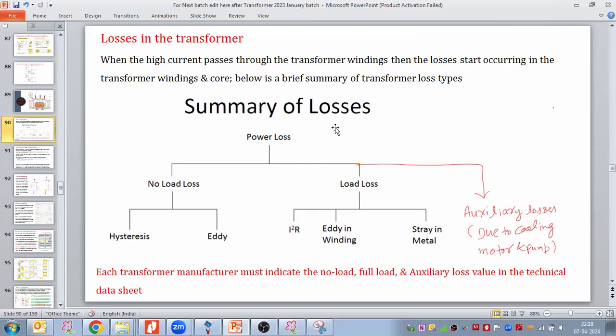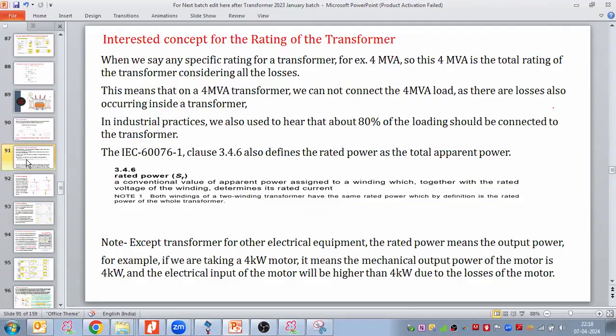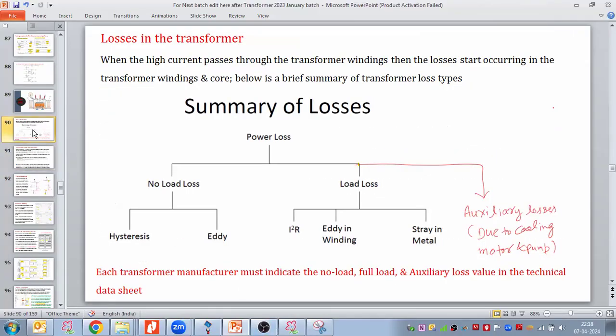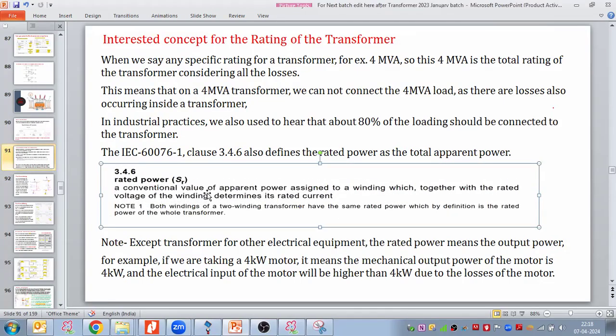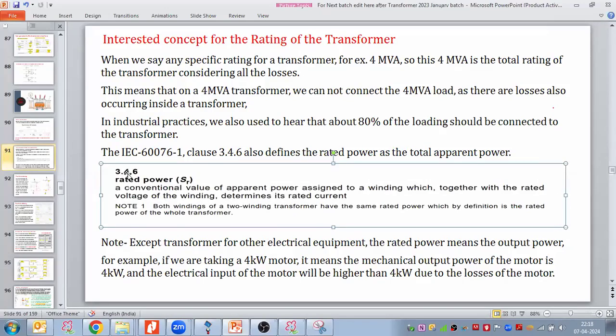Taking this losses concept, let us see the transformer ratings. A very interesting concept about the transformer rating. Let me directly tell you the point I am trying to make. To explain my concept, I have taken the help of IEC 60076 part 1, clause 3.4.6. What is this clause telling? This is rated power, R. So IEC defines the transformer rated power, any power like 2 MVA, 3 MVA, 4 MVA, whatever we are taking.